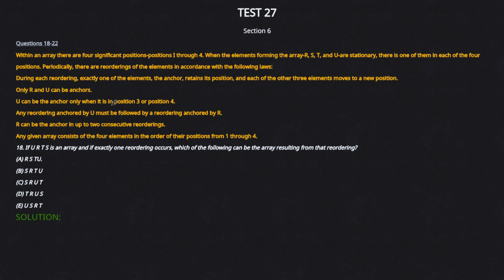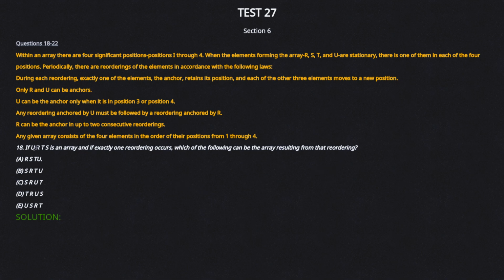U can be the anchor only when it is in position 3 or position 4. Any reordering anchored by U must be followed by a reordering anchored by R. R can be the anchor in up to 2 consecutive reordering, and any given array consists of 4 elements in the order of their position from 1 to 4. So this was the given condition, and let's move on to the question. Number 18. If U, R, T, and S is an array, and if exactly one reordering occurs, which of the following can be the array resulting from that reordering?